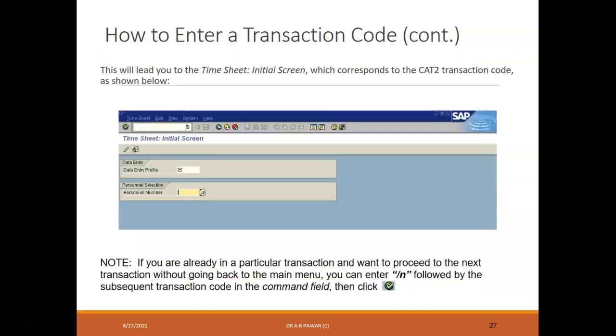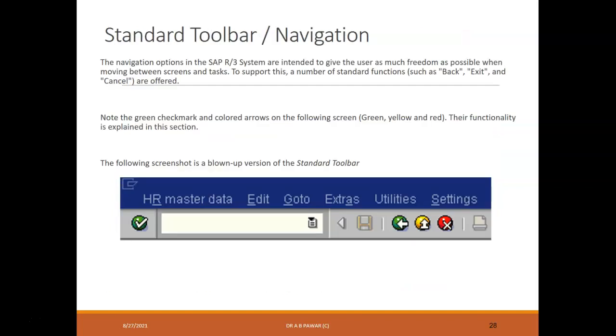Then once I click on that green check mark, or hit my Enter button, I am able to see this. Here we have already entered that particular transaction code, and you can enter /n followed by the subsequent transaction code in the command field. That way you can move ahead.